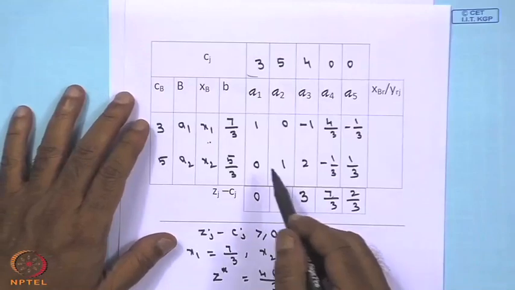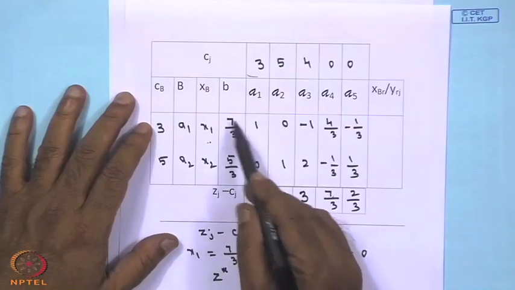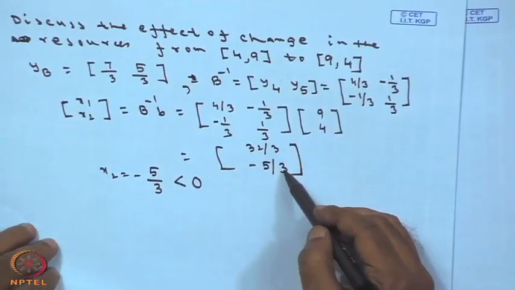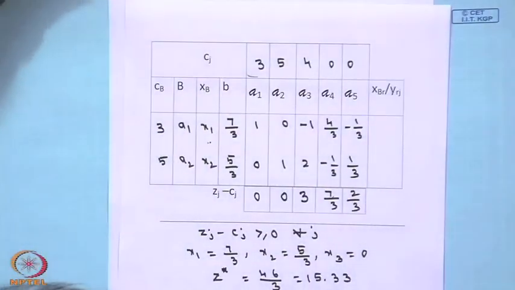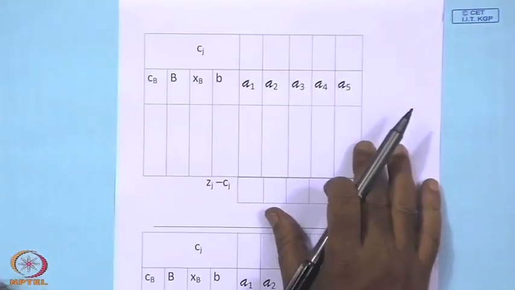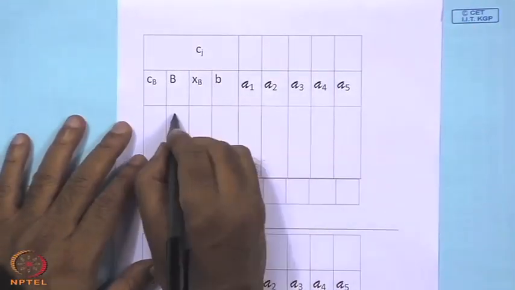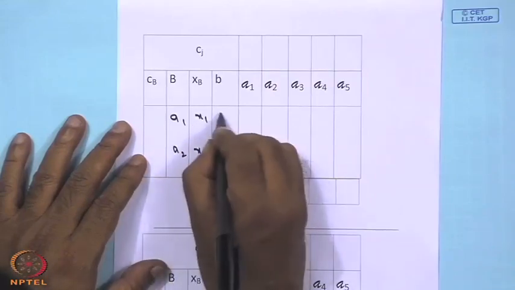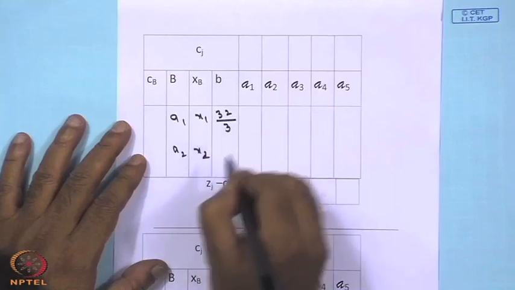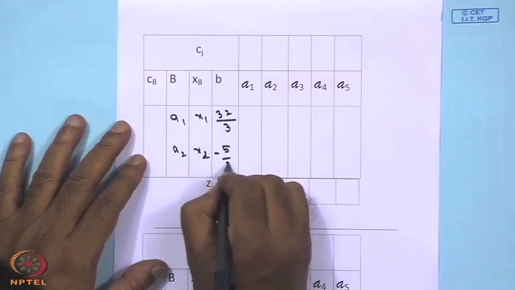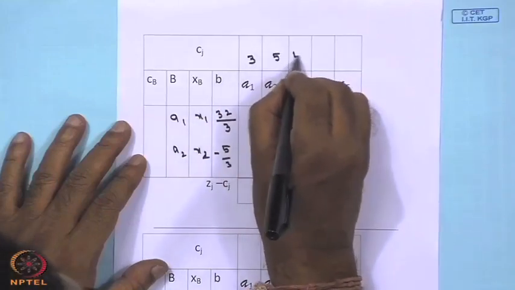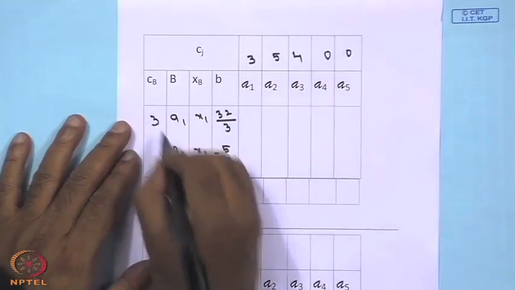So what I am doing in this particular problem: I have the optimal solution. In this optimal solution, I am changing these two values, the x1 and x2 values, which I got as 32 by 3 and minus 5 by 3. So I will rewrite this and check what happens. Your B remains the same, A1 and A2, this is x1 and x2. Here I am writing 32 by 3 and minus 5 by 3. Your Cj remains the same, 3 5 4 0 and 0, this is 3 5.